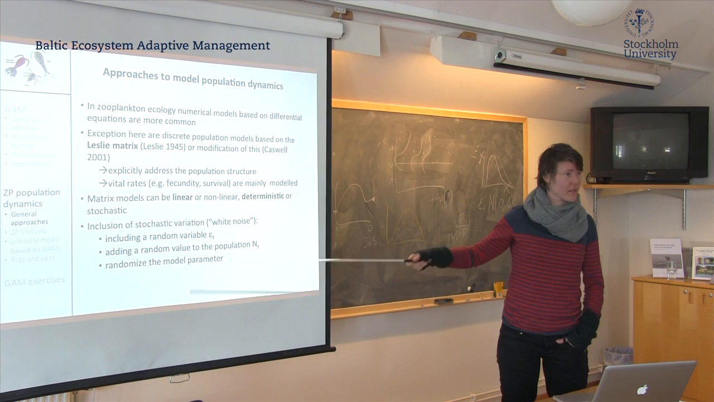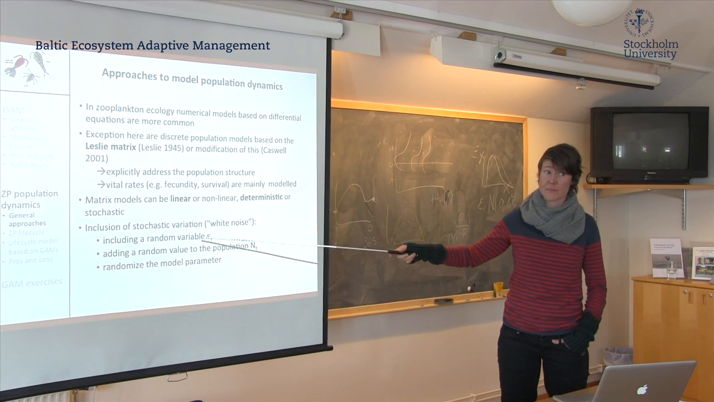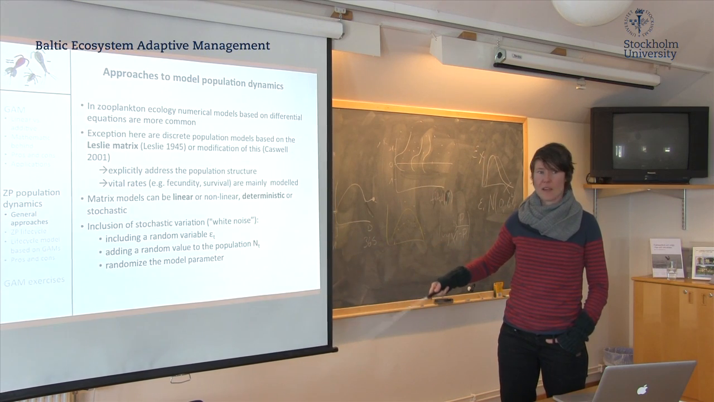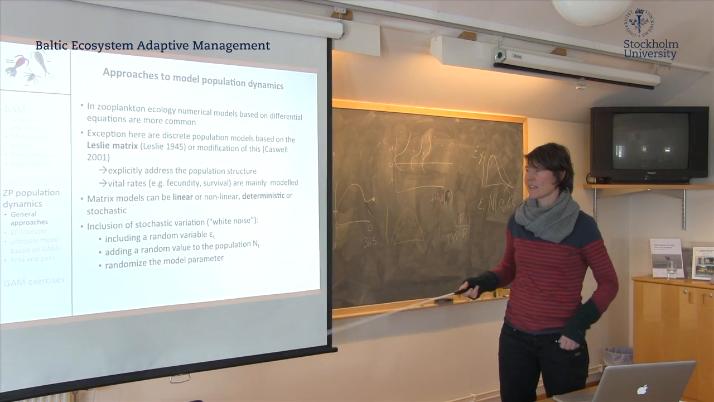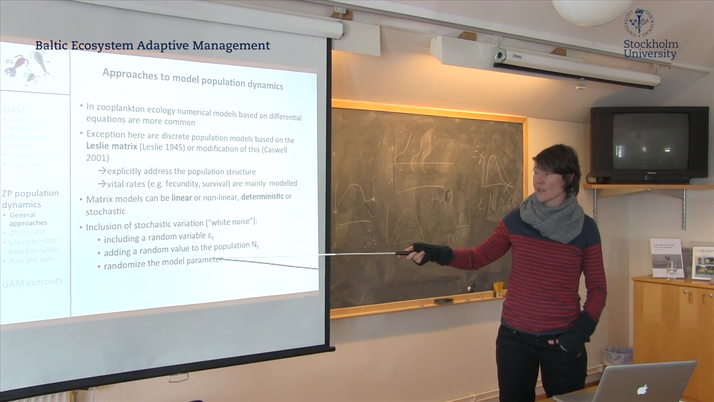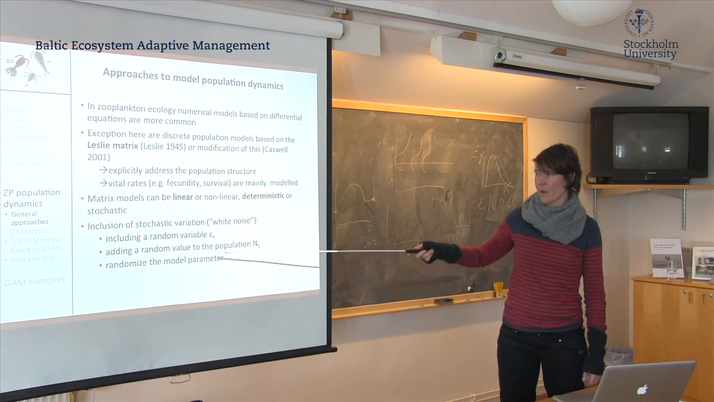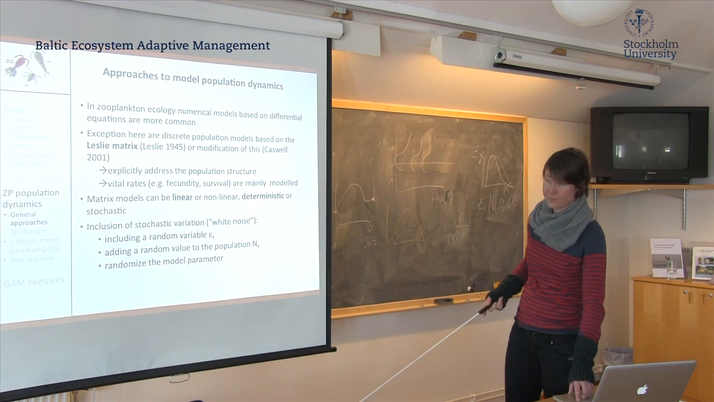How can you do this? There are three different ways. You can include a random variable. I think Benjamin did this in a second example: just have one variable with some numbers added on top. You can have random values which you always add to your population. And you can also randomize the model parameters, the explanatory variables.